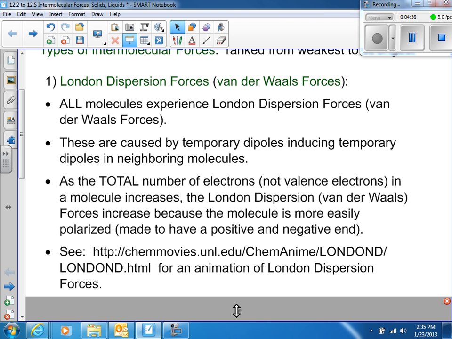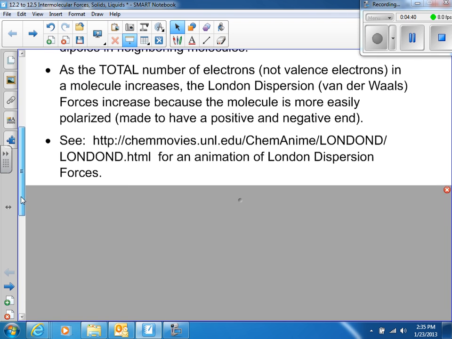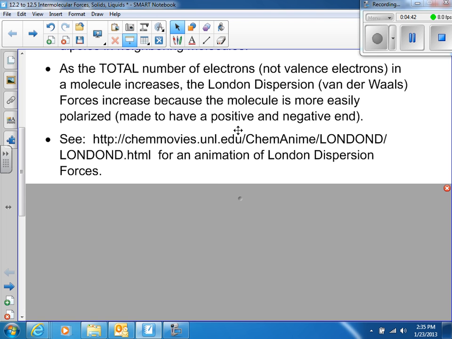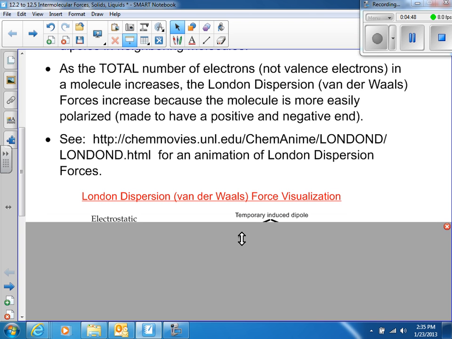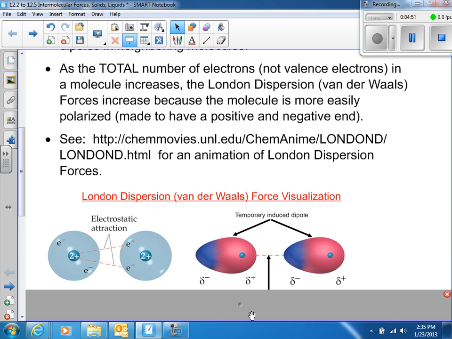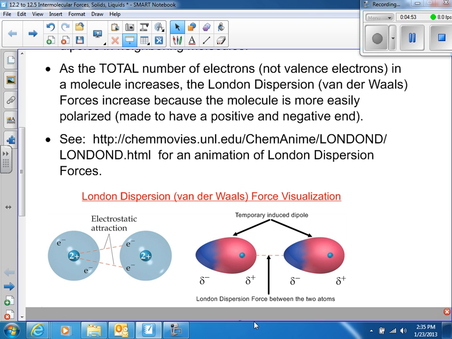Okay, so now we're going to look at an animation of these London dispersion forces. Actually, we're not going to do that yet. But if you ever want to look at the animation that I'm going to show you in a moment, you can always go to this website. But before I show you the website, I just want to show you, we're going to do a visualization of what these are before we look at the movie of what they are.